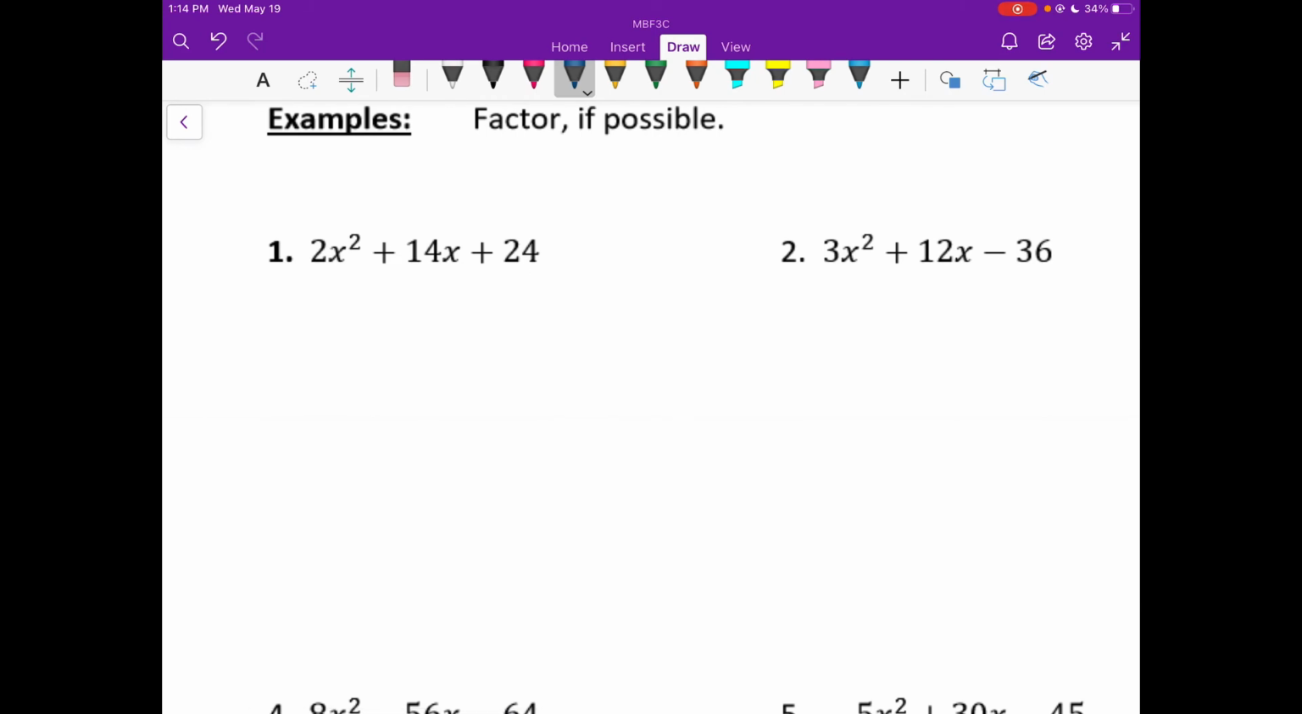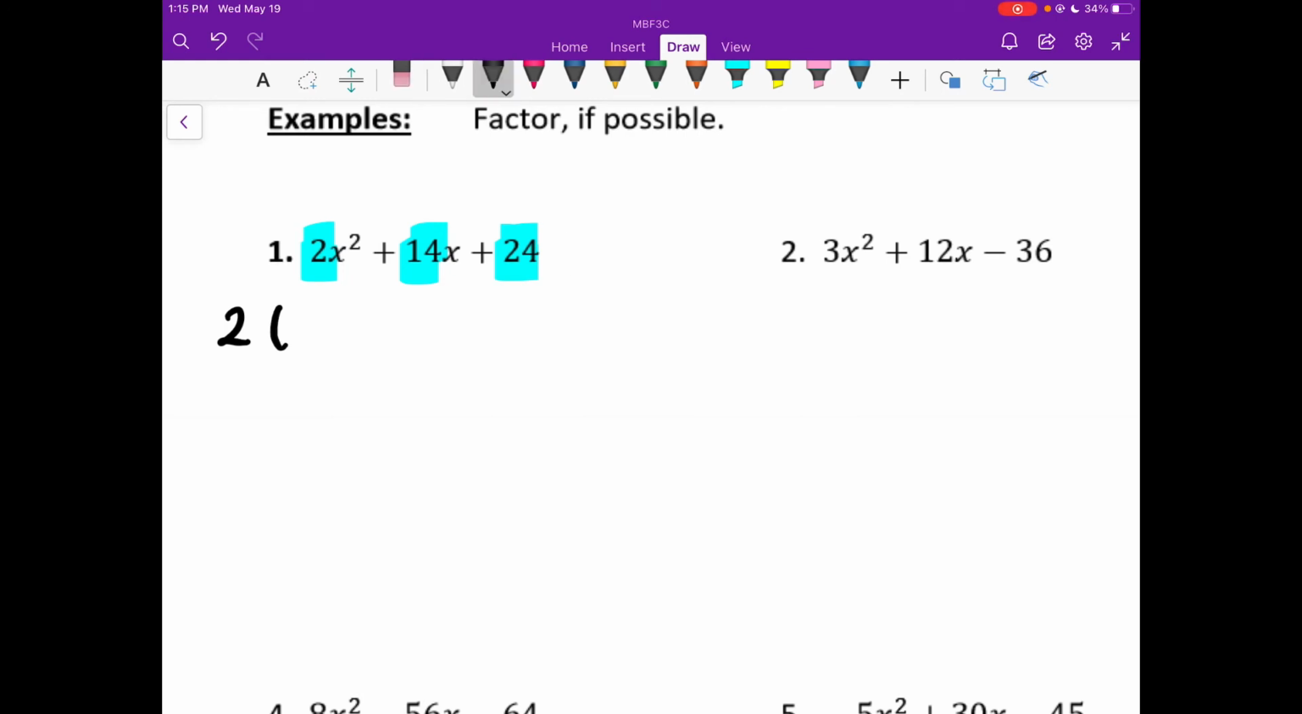It says factor if possible. So let's see if these are things that we can factor. First things first, let's look at the lowest common number that we can pull out from here, like we did in lesson 3, and it's 2. So I'm going to pull out 2. There's no x here, so I'm not going to pull out an x. I'm just going to pull out just the 2.